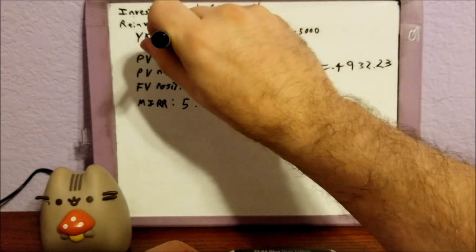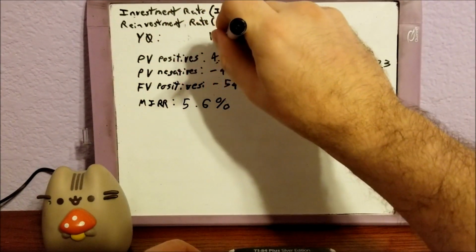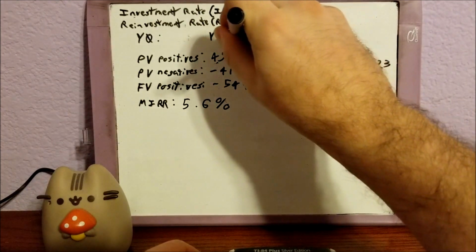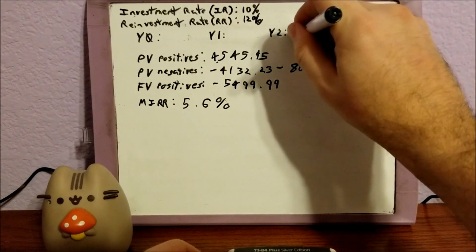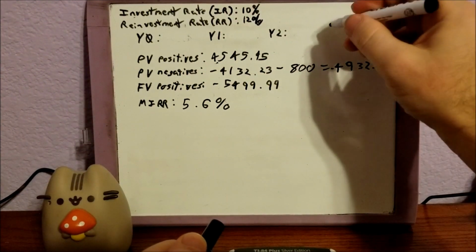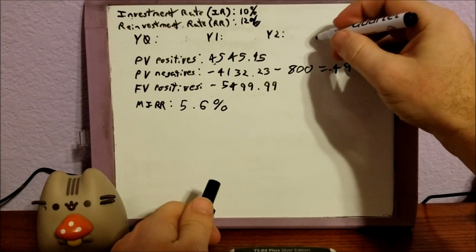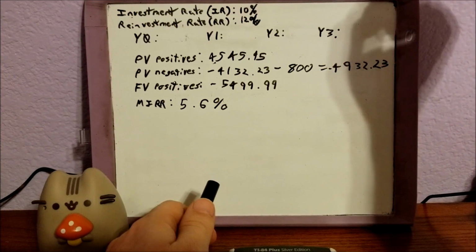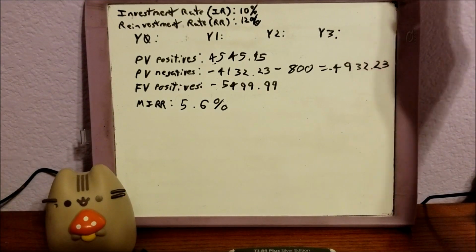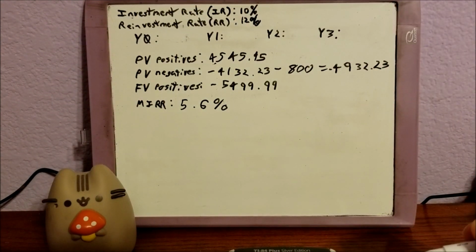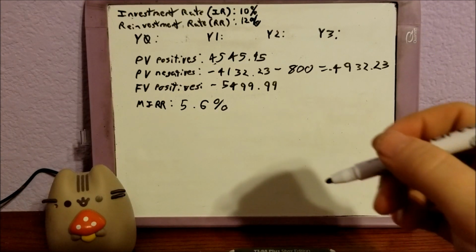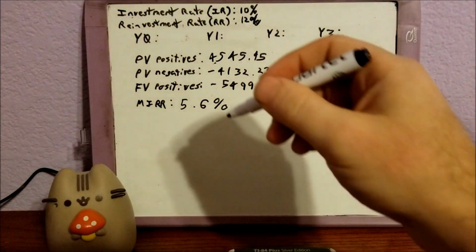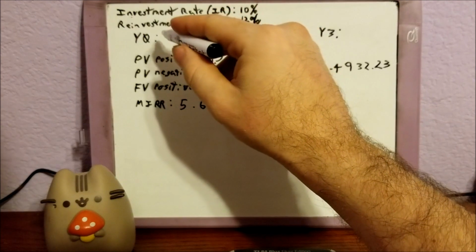And I'm going to also change our year 0, our year 1, our year 2, and I'm going to add a year 3. Now, why am I doing this? Honestly, it's not to make it more complicated. It's just that this is the problem that I had originally, and I already know the answer to it. So I'm going to do that.